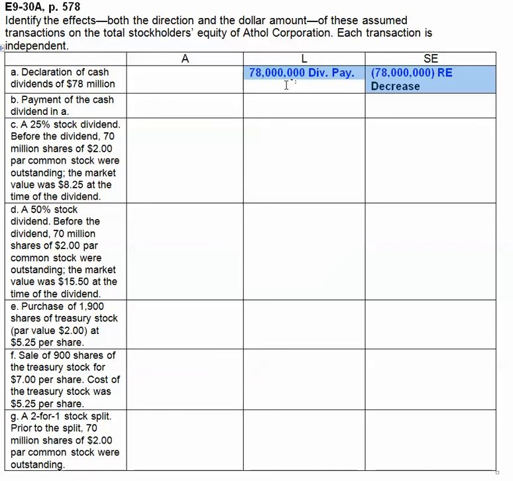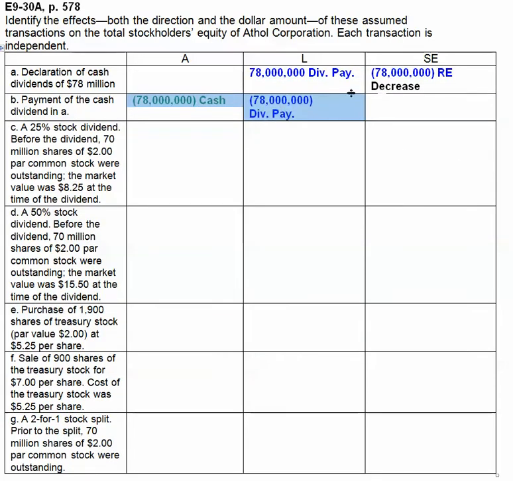A little later they will then get the checkbook out, reduce their cash, and pay the dividend, reduce the dividend payable. So that's the next one. Down will go your cash, and down will go your dividend payable. No effect on stockholders' equity.